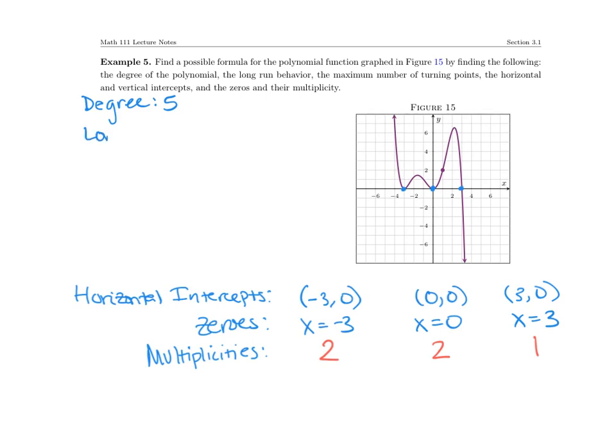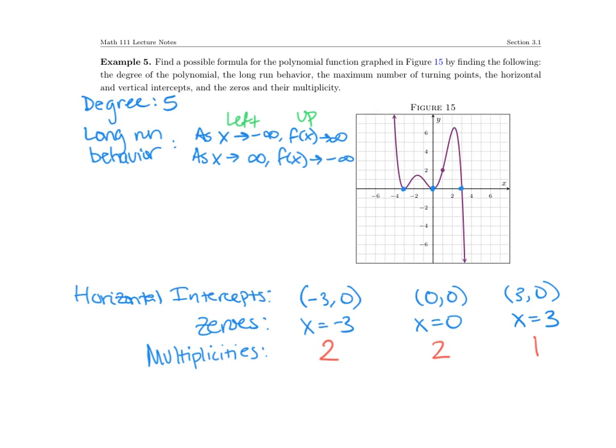With the long run behavior, that says as x goes to -infinity, f of x goes to infinity, which means that on the left side of my graph, the arrow is pointing up, and then as x goes to infinity, f of x goes to -infinity, which means on the right side of my graph, my arrow is pointing down. So that's what each of those pieces mean.